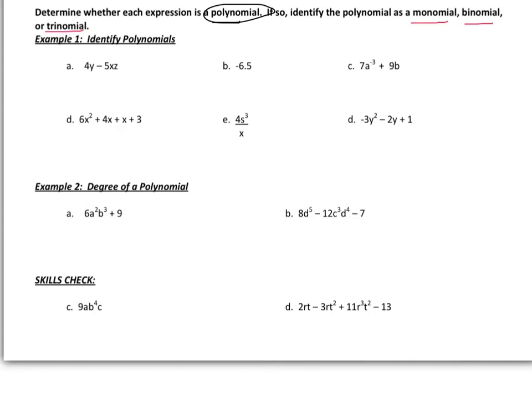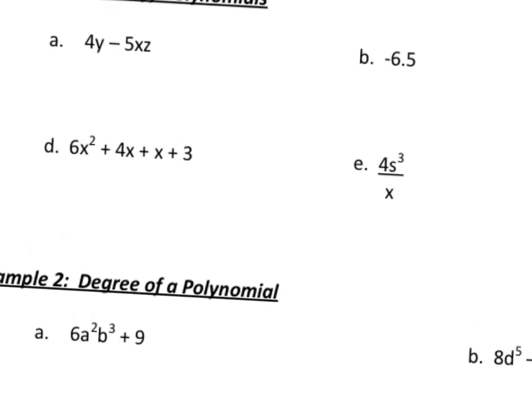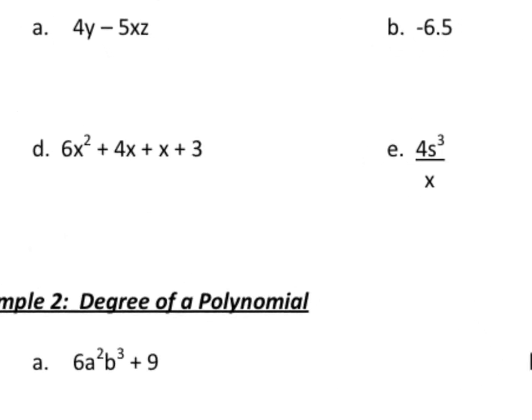So if we look at the first one, we have two monomials being subtracted. Therefore, yes, it is a polynomial. And there are two monomials being subtracted, so we would call this a binomial.